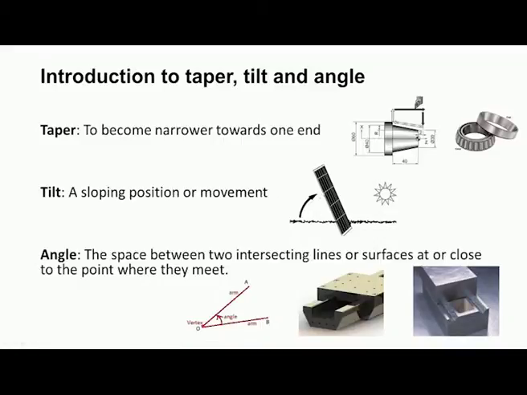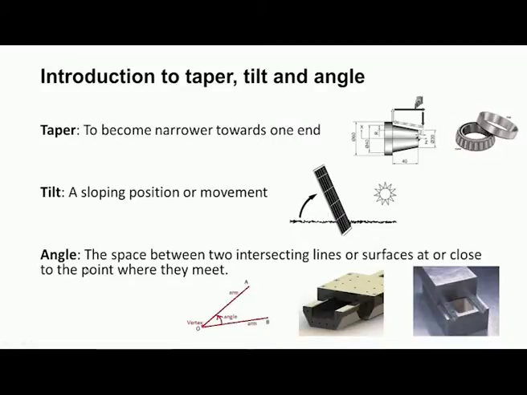And then the tilt, a sloping position or movement. One simple example is shown here. We have a solar panel, its inclination is changed with the tilt, or the orientation of the solar panel is changed. That means this position, sloping position or sloping movement is known as tilt.